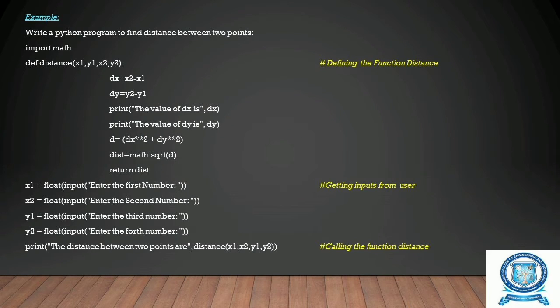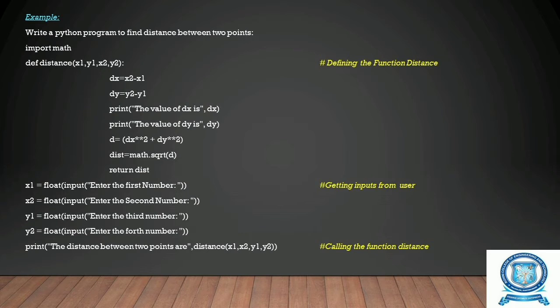Consider this example. Write a Python program to find the distance between 2 points. We all know the formula for the distance between 2 points is the square root of (x2 minus x1) the whole square plus (y2 minus y1) the whole square. So, how do we write it as a Python program? First, in the first line, we are importing the math module, which will retrieve the square root function.